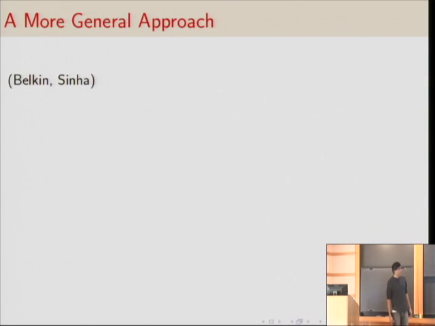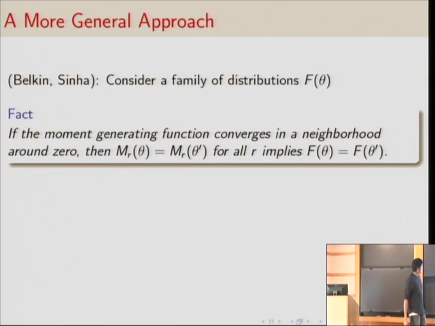In fact, let me tell you about a more general approach to this problem due to Belkin and Sinha, which considered a more abstract and general framework in which you have some family of distributions, f of theta. And it's well known that under very mild conditions on this family, two elements of this family, f theta and f theta prime, will be equal as distributions if and only if all of their moments are equal. These are very tame conditions we need on this family in order for this to be guaranteed.